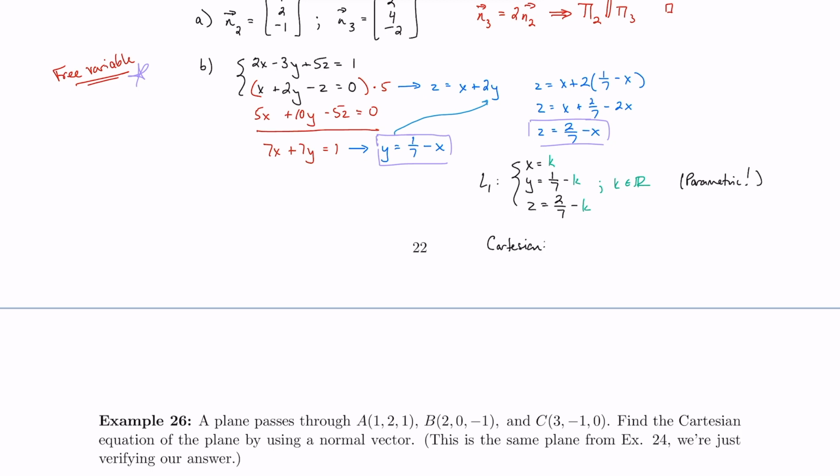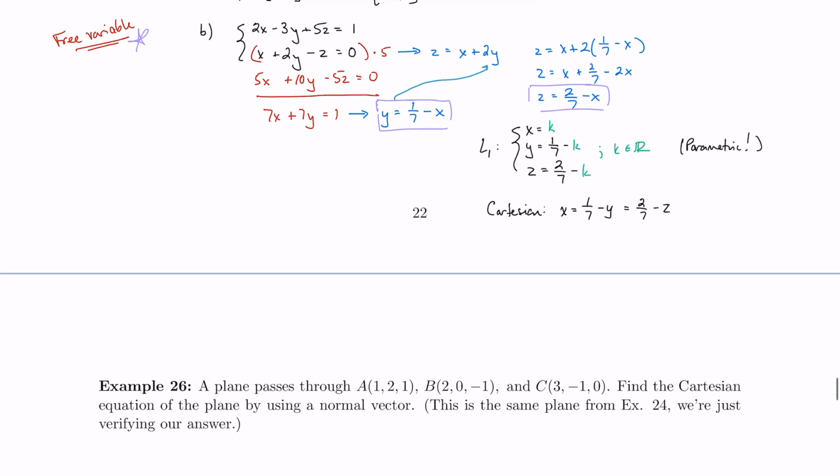And if I wanted to go a little farther and write my final answer in Cartesian form, we know that we can just eliminate k. So I'm going to get x equals 1/7 minus y equals 2/7 minus z. And if you prefer not to have the fractions, of course, we can juggle things around, right? I think it would be valid if I wrote 1 minus 7y and 2 minus 7z, which will help me later on if I wanted to find, say, a direction vector of this line.